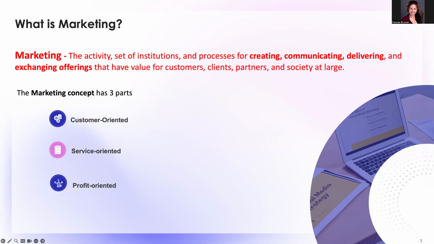The marketing concept has 3 main parts. Customer orientation. This is our way to find out what customers want and provide it for them. Service orientation. Everyone in the organization has the same objective, customer satisfaction. And profit orientation. This is where we focus on the goods that earn the most profit so the organization can survive and expand.